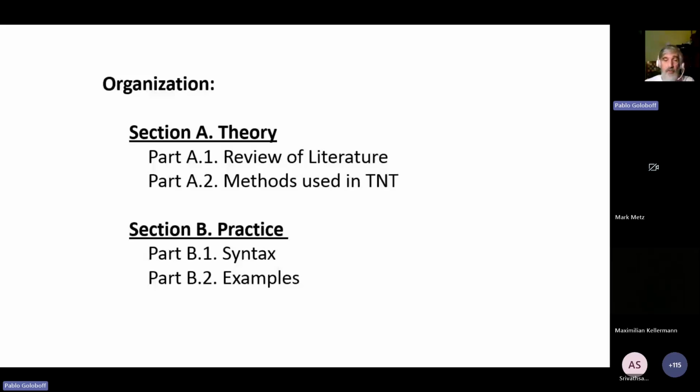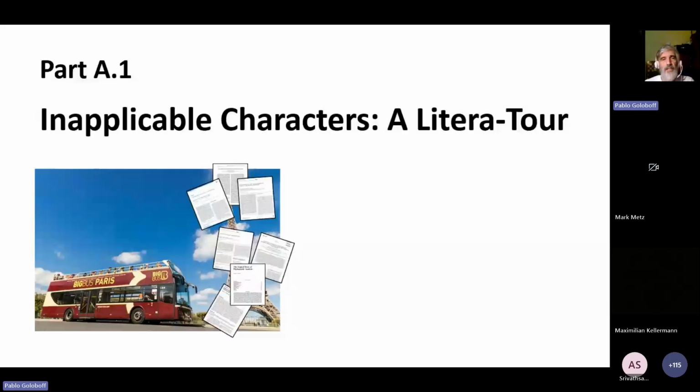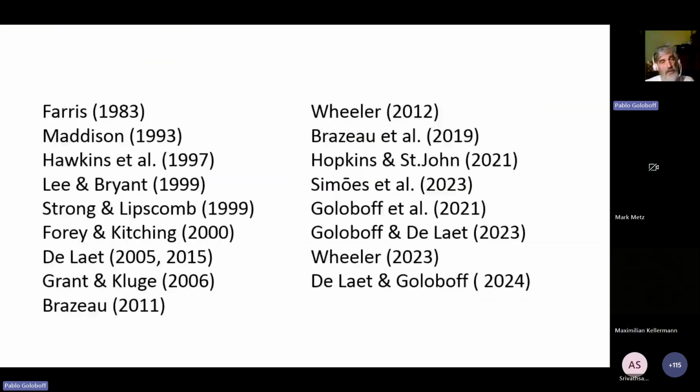Okay, so first we're going to do a literature review. We're going to travel through the main papers that have dealt with inapplicable characters. So we move on to that. These are the most important papers. Some of them I'm going to go through very quickly, others not so much.